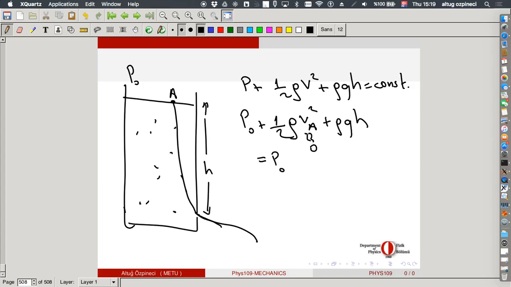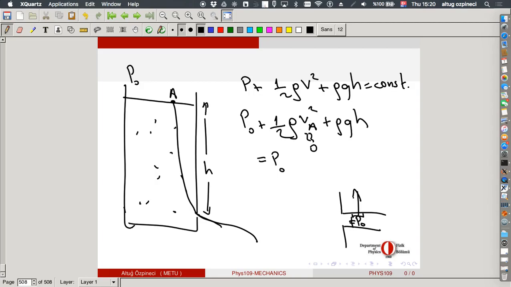Because you see, let's exaggerate it a bit. This is the hole, this is the flow. If the pressure here is not equal to P0, let's say the pressure here is larger than P0, then a small volume here will feel a force in that direction and it will just accelerate upwards, but that's not what we observe. So the pressure here should be equal to P0. The pressure trying to stop the motion is P0. There is no extra pressure from the liquid.